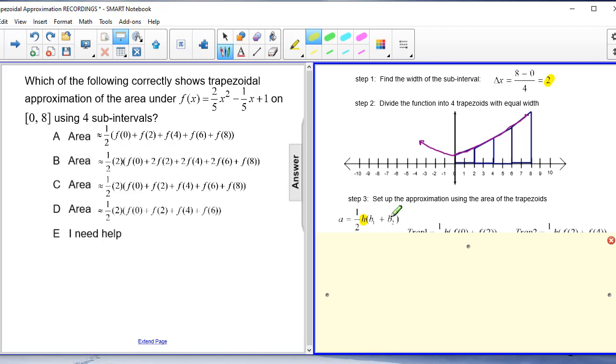The sum of the bases will be the 2 parallel sides, and in this case, the parallel sides are running vertically up and down. So when we talk about the bases, think maybe twisted. The bases will be running up and down.